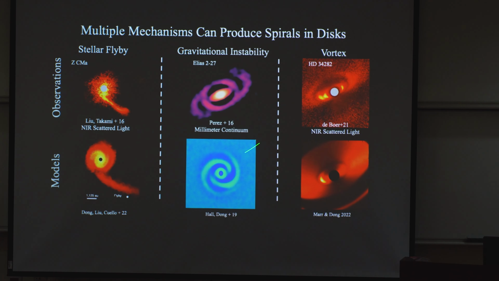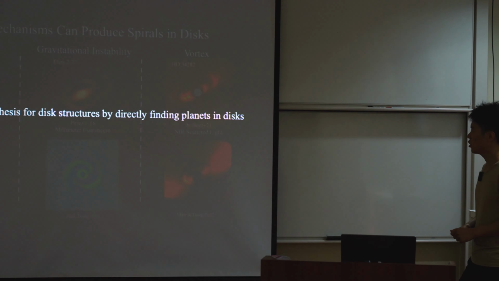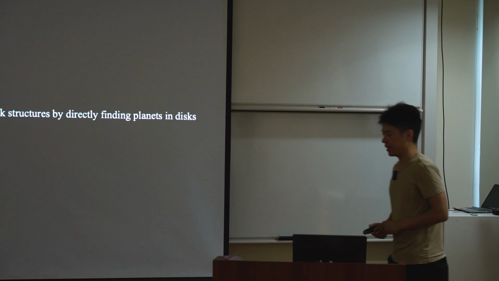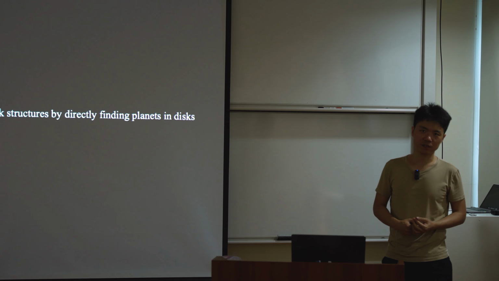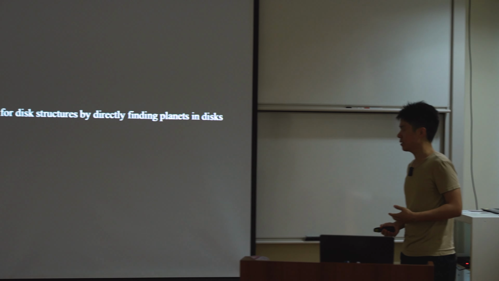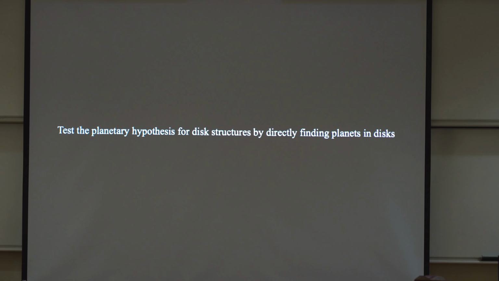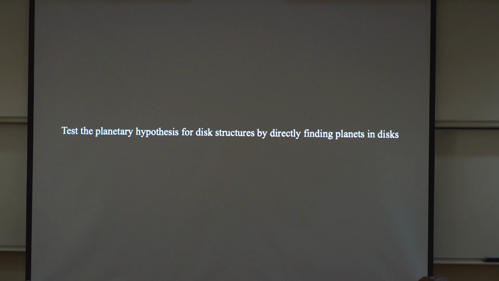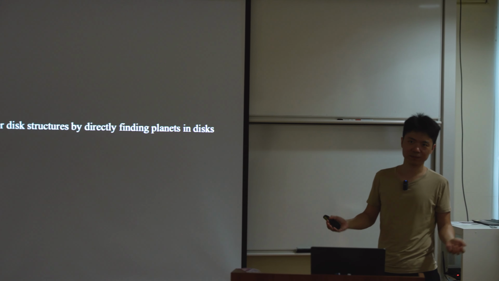All these mechanisms can roughly reproduce the observation, but they don't involve planets. That is not a particularly good idea for those of us who hope to use disk observations to find planets, because now we have a problem, right? How do we know which disk structures are actually produced by planets? We have to correctly identify the ones that are produced by planets. Otherwise, we will be predicting planets that do not exist.